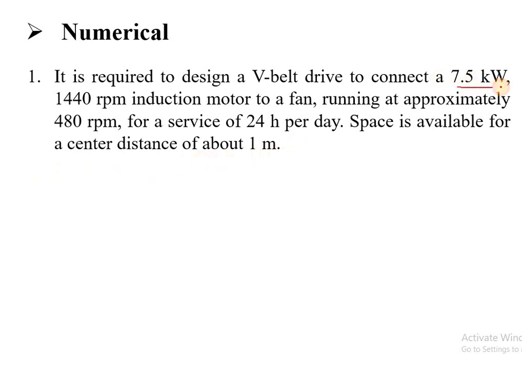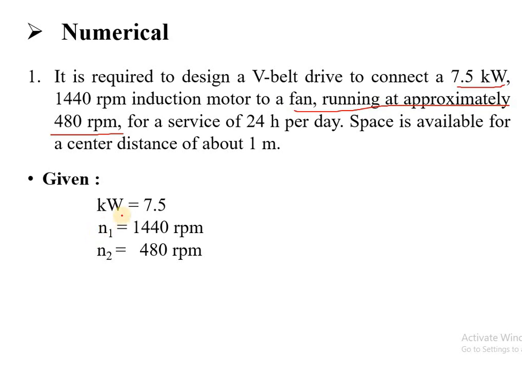So what is given? Given data is, initially, power is given, that is 7.5 kilowatt. 1440 rpm induction motor, so this is nothing but input speed, so we will call it N1. Then we have to connect it to a fan which is running at approximately 480 rpm. So that is N2. So this is the driving pulley and this is the driven pulley. Service hours is 24 hours per day, so operational hours per day is 24. Space is available, so center distance is 1 meter.